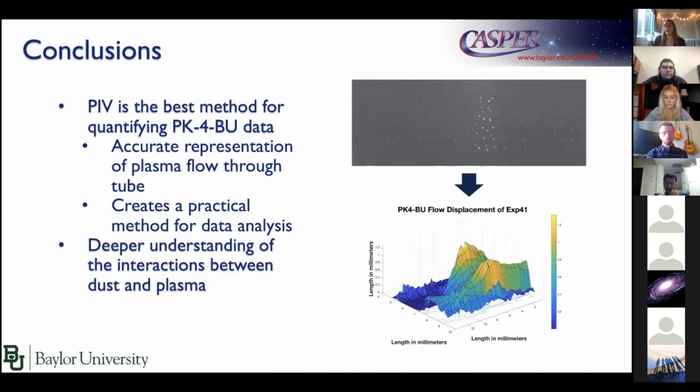This new way of modeling the flow of plasma is significant because it now allows us to have a deeper understanding of the interactions between dust and plasma within the PK4BU. In the future, we can hopefully better understand the exact mechanisms that form these dust plasma structures to unlock new applications with this new method of analysis.